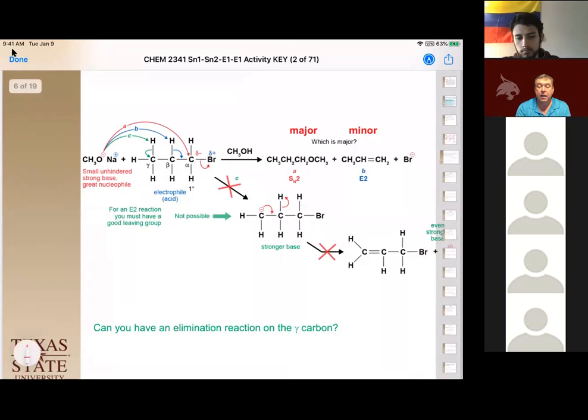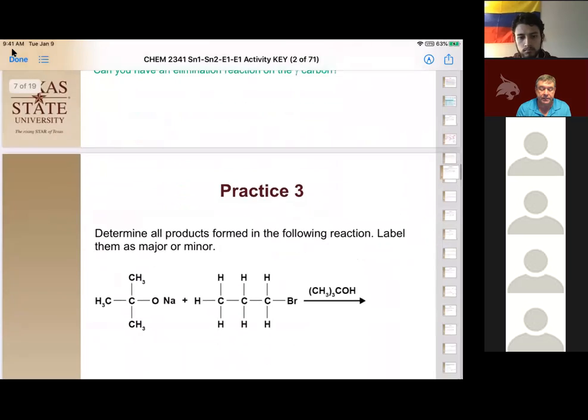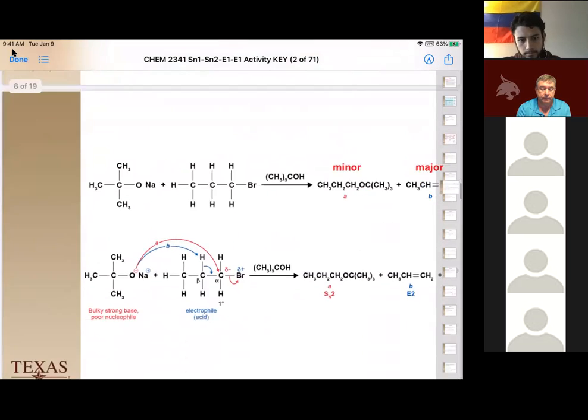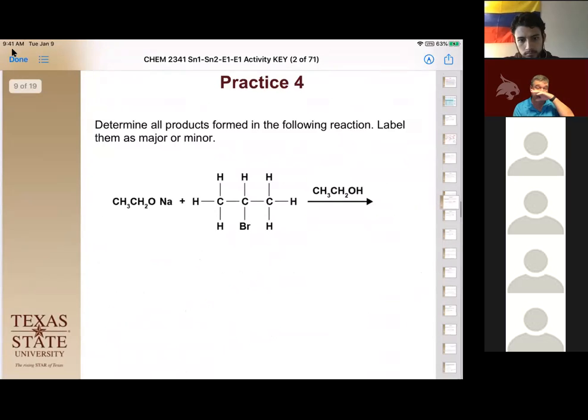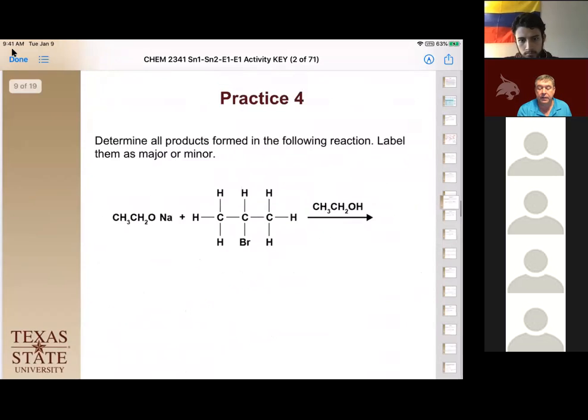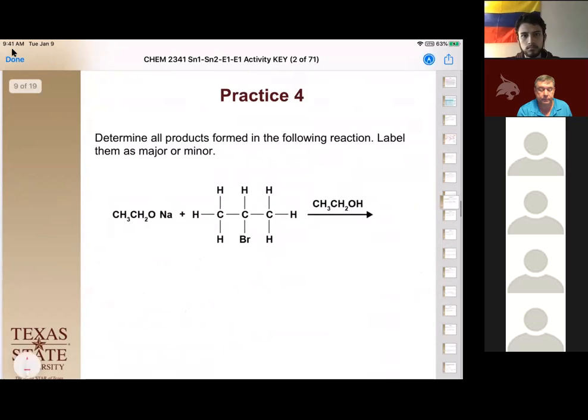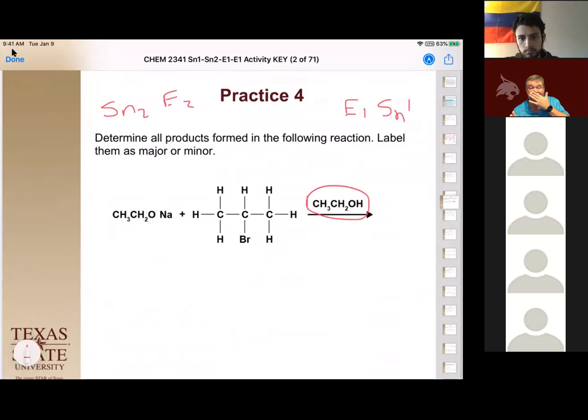So, all right, let's change our substrate from a primary to a secondary right here, which would give us practice number 4. Okay, when we change our primary to a secondary, now we have the possibility of E1, SN1, and we have the possibility of SN2, E2, okay? Because we can form that carbocation and we are in a protic solvent, so we have a possibility, okay?